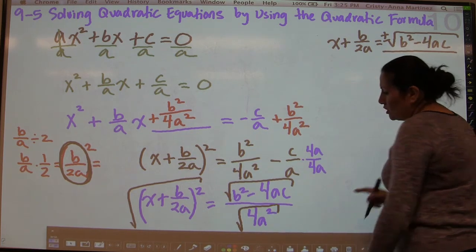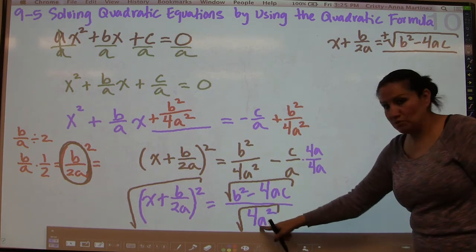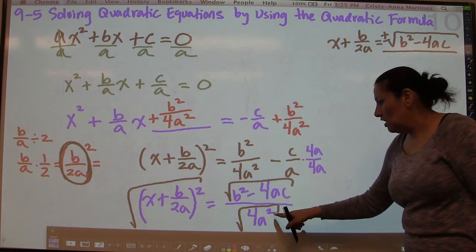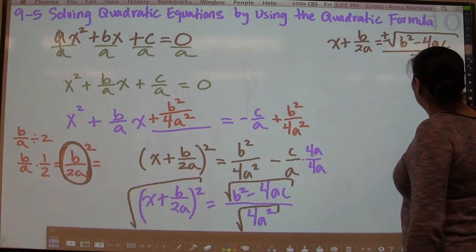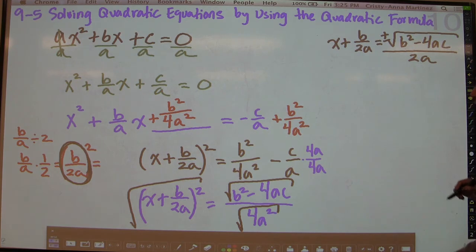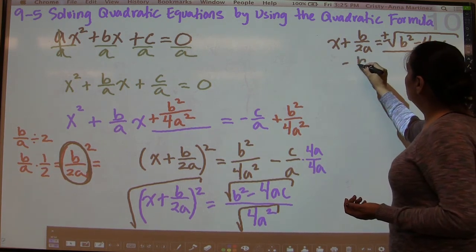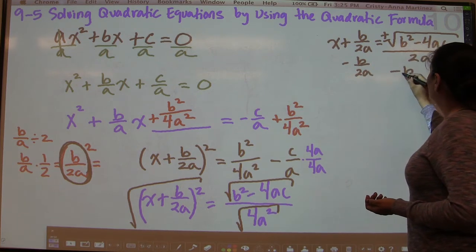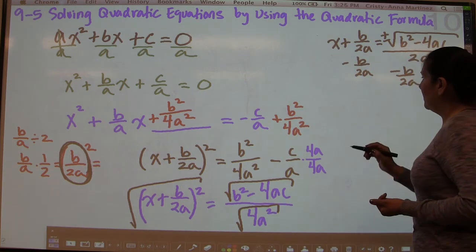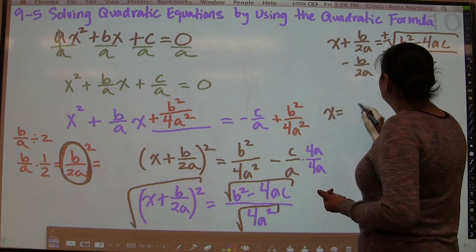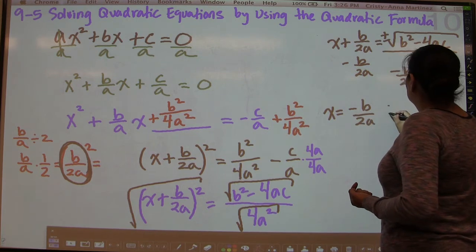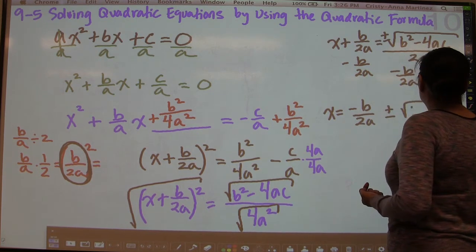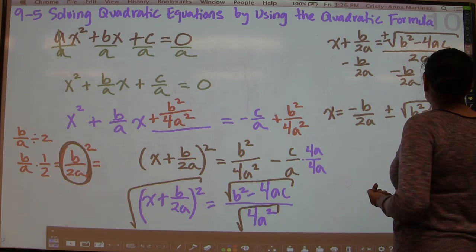On the bottom, the square root of 4, see here you don't have any subtraction, so you can cancel the square root and the square for the a, and the square root of 4 is 2. So we end up with 2a. The square root of 4a squared is 2a. And our last step is to move the b over 2a to the other side because you want x by itself. So we get x equals negative b over 2a plus or minus the square root of b squared minus 4ac over 2a.